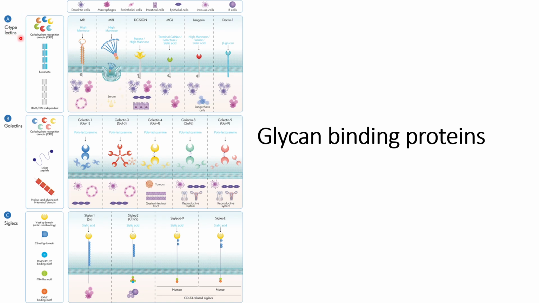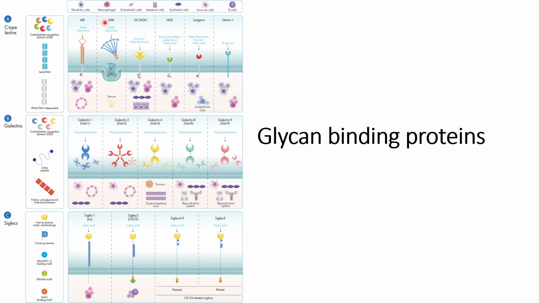C-type lectins' general function is to detect carbohydrates through the carbohydrate recognition domain. And here is the list of different cells where these C-type lectins are found and what their specificity is. For example, the C-type lectins found on these cells can detect high mannose structures, or proteins or glycoproteins that have these high mannose structures.